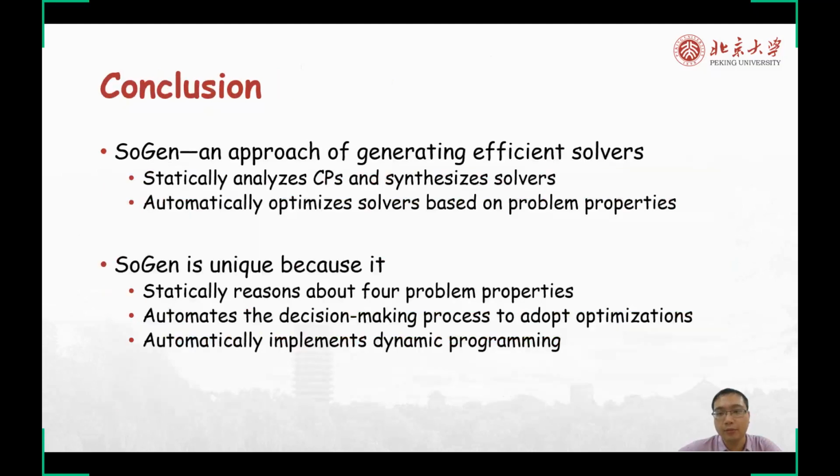In this paper, we present SoGen, a novel approach of generating efficient solvers. SoGen automates static property characterization, basic algorithm synthesis, branch pruning and dynamic programming optimizations, and code implementation. SoGen is unique because it statically reasons about 4 problem properties, automates the decision-making process to adopt distinct optimization strategies based on the problem properties, and automatically designs dynamic programming.